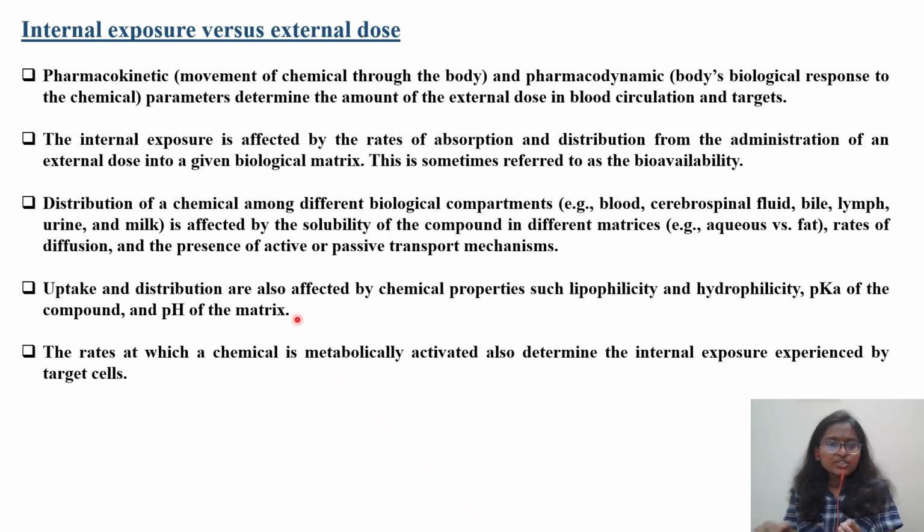Okay, next, the rate at which a chemical is metabolically activated also determines the internal exposure experienced by the target cells. So this is very, very important. In this video we have learned what a dose is and what the different units of dose are. Not always mg per kg; it can also be in terms of concentration, right?